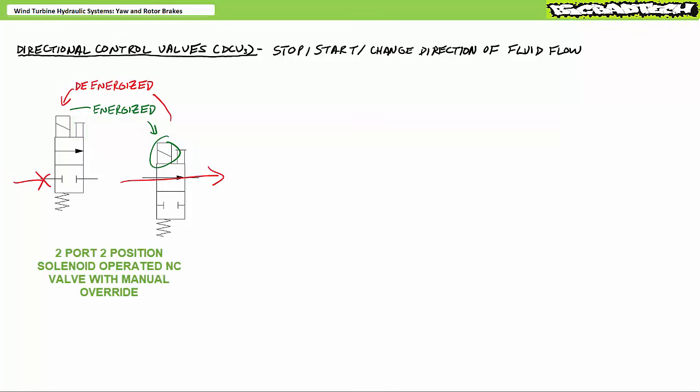In summary, this valve might be referred to as a two-port, two-position, solenoid-actuated normally closed valve with a manual override. In its deactivated state, the spring offsets it to the closed position, hence the name normally closed, such that it blocks flow. When the solenoid is energized or the manual override actuated, the valve shifts to the straight-through position and allows fluid flow.